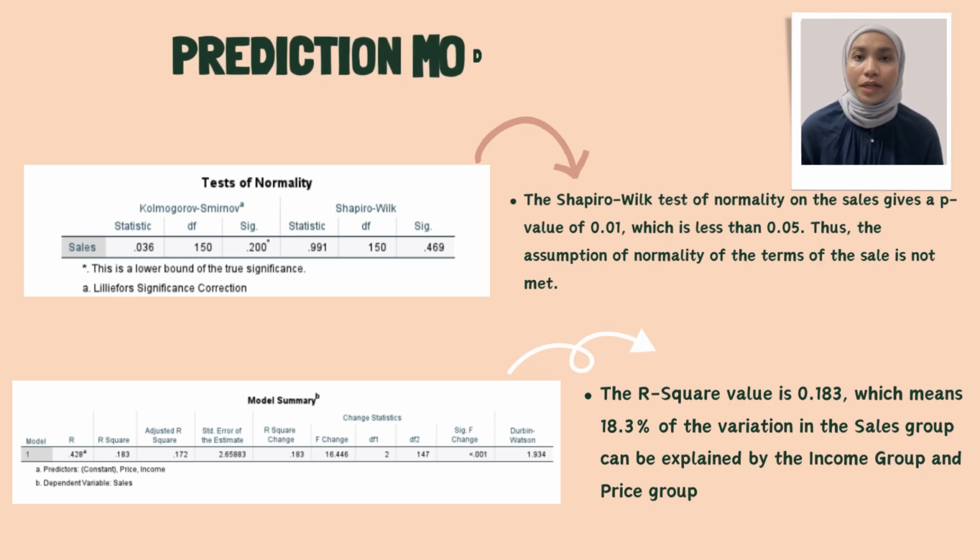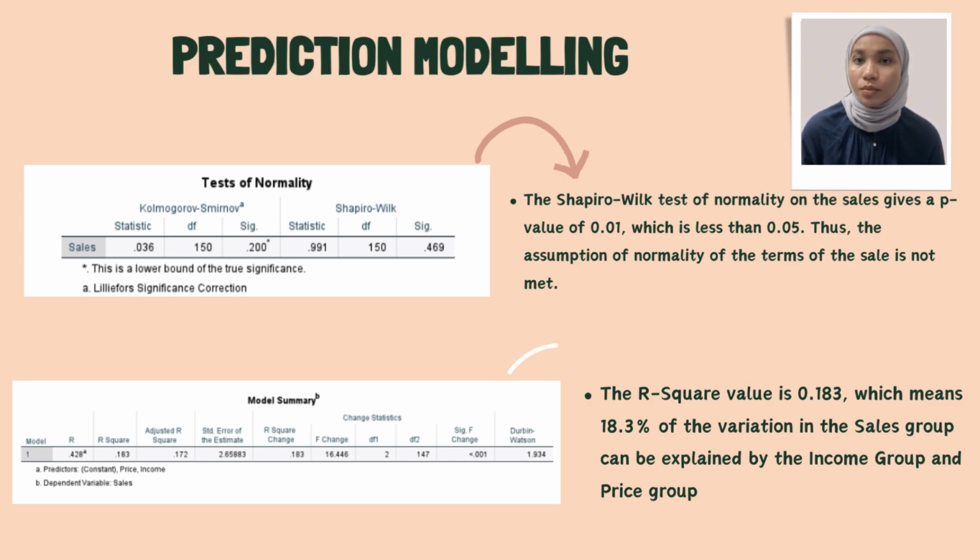Okay, so for prediction modeling, we can see in SPSS that the Shapiro-Wilk test of normality on the residuals gives a p-value of 0.01, which is less than 0.05. Thus, the assumption of normality of the residuals is not met. In the model summary, the R-square value is 0.183, which means 18.3% of the variation in sales can be explained by the income group and price group.